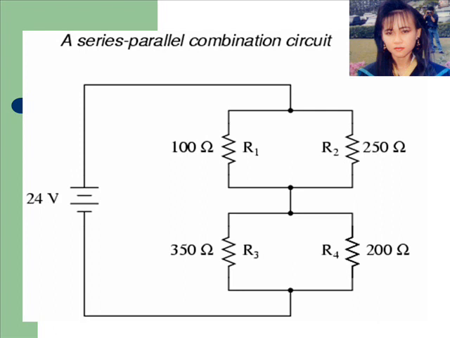There exists more than one path for current to travel, so it is not series. Yet there are more than two sets of electrically common points in the circuit, so it is not parallel.